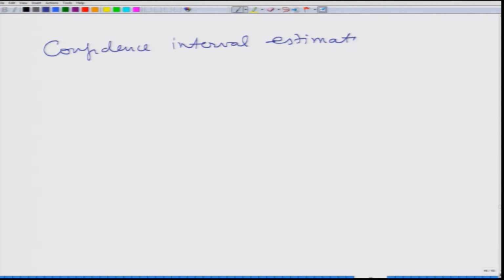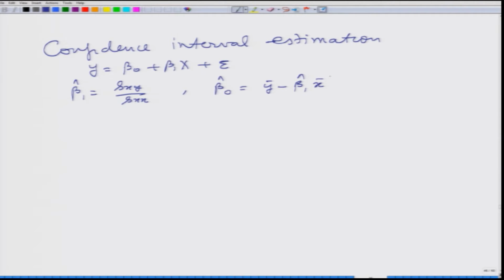So, first of all, the question arises: what is the confidence interval? We had considered the model y is equal to beta naught plus beta 1 x plus epsilon, and we had estimated beta 1 hat as Sxy upon Sxx, and beta naught hat as y bar minus beta 1 hat x bar. These are actually our point estimates. Point estimates means they are trying to estimate the value of the parameter at a particular point.